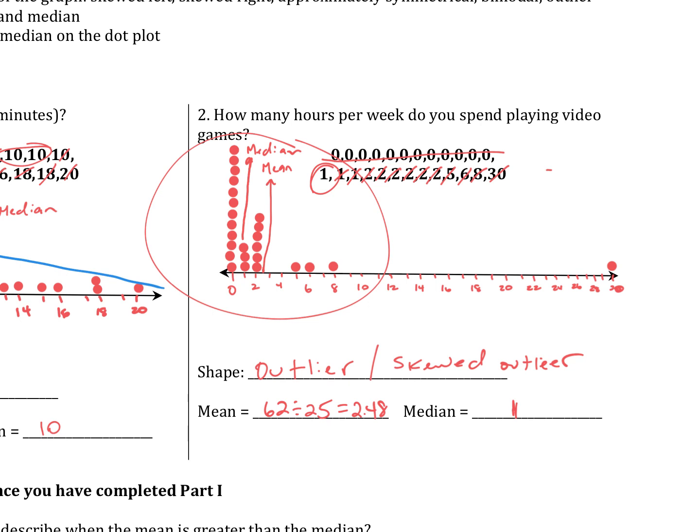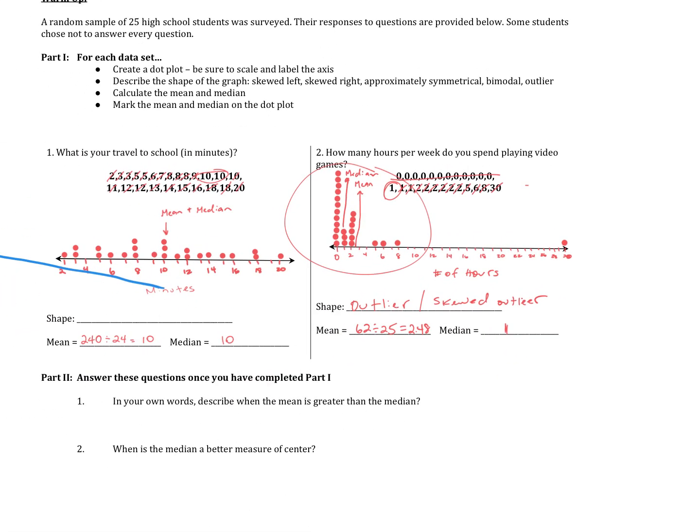And the last thing I want to do, I forgot to label my axis, which is so easy to do. This is number of hours. All right, that's it for our warm up. Let's go on to part 2.